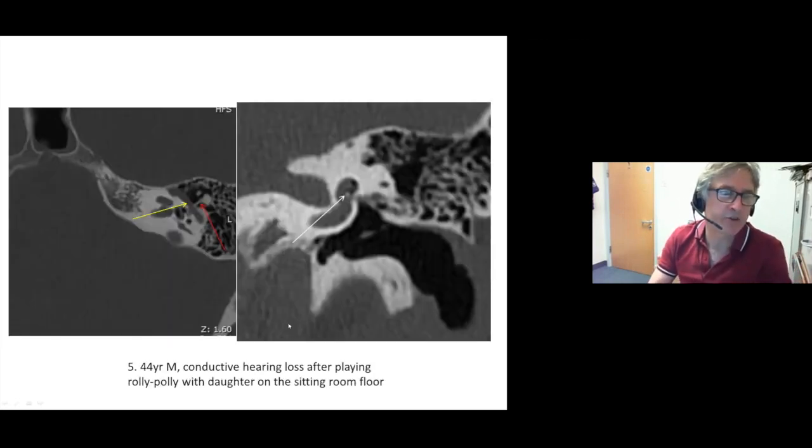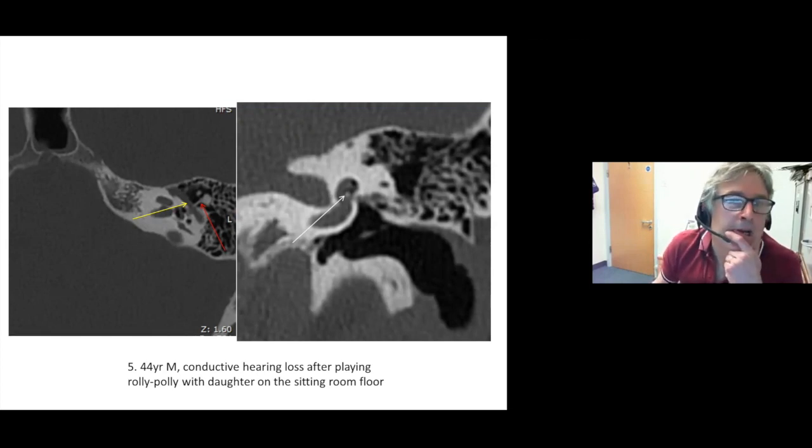Okay, so this is the dangerous sport of roly-poly with your daughter on the sitting room floor. So what have we got? Well, this is the incus here. So this is the body of the incus. And to remember, the short process should be pointing towards the mastoid antrum. We don't really see the short process at all. That's the malleus, which is just suspended in the middle of nothing.